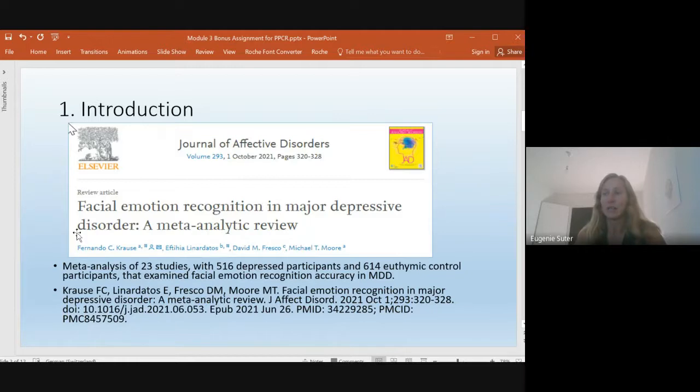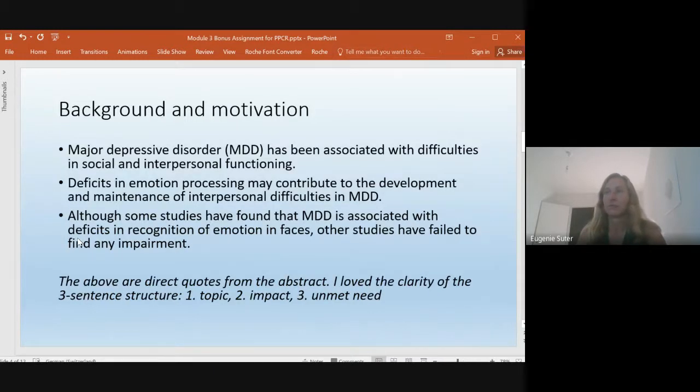And it looked at studies that examined facial emotion recognition, specifically ones that measured accuracy, and in subjects with major depressive disorder, or MDD. The background and motivation for this publication was that major depressive disorder has been associated with difficulties in social and interpersonal functioning, and deficits in emotional processing may contribute to the development and maintenance of interpersonal difficulties in major depressive disorder. Now, while some studies have found that MDD is associated with deficits in recognition of emotion and faces, other studies have failed to find any impairment.